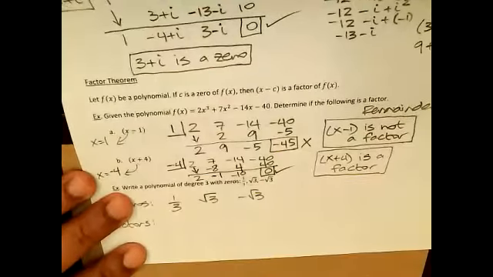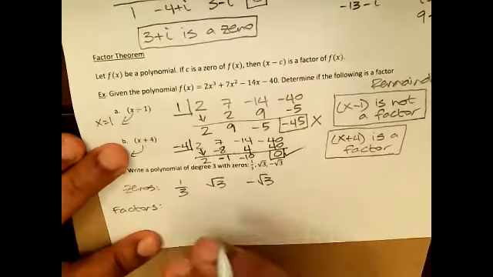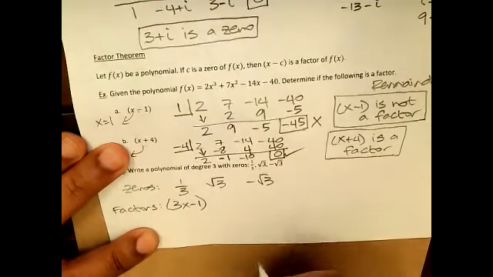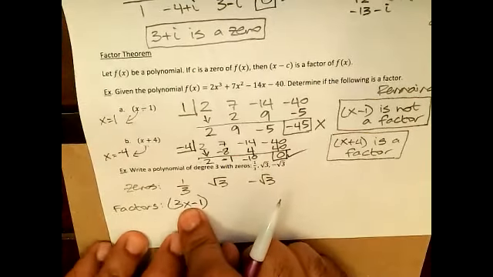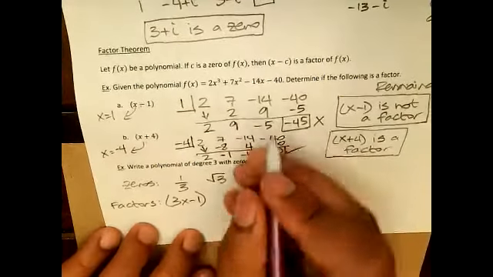So if right here, my 0 is 1/3, to write down the factor for 1/3, it's going to be 3x minus 1. Because if I have 3x minus 1, and I set that equal to 0, that's going to give me 1/3 when I solve for x.